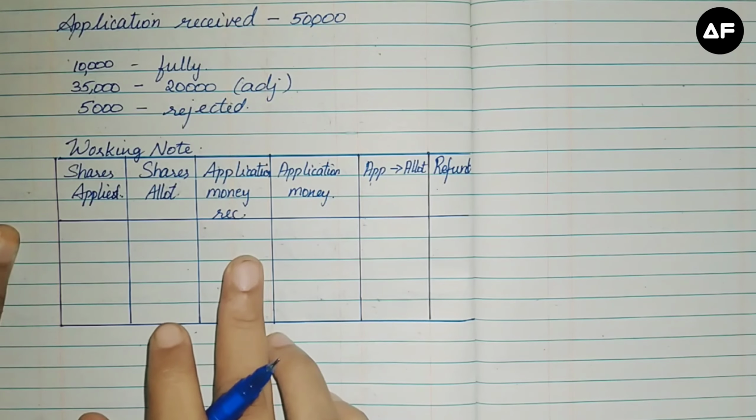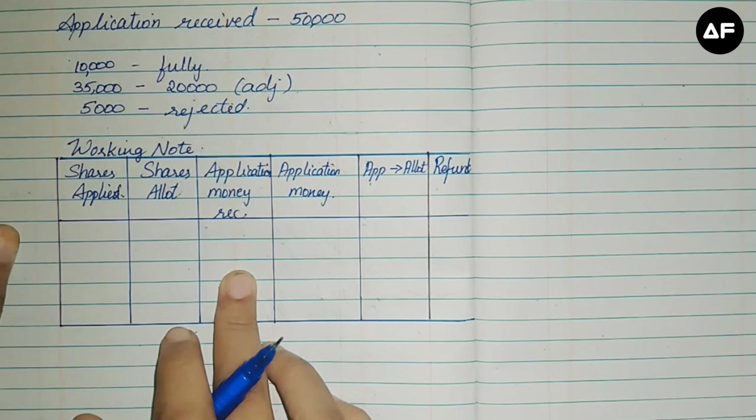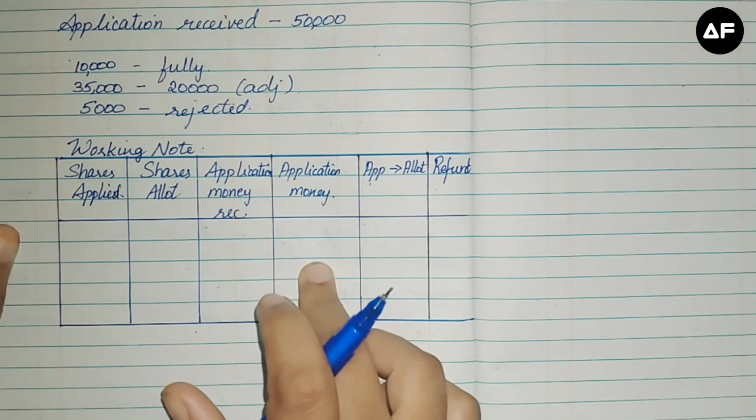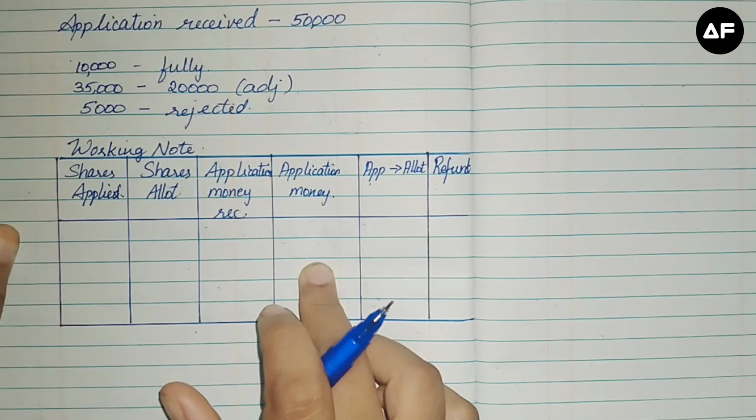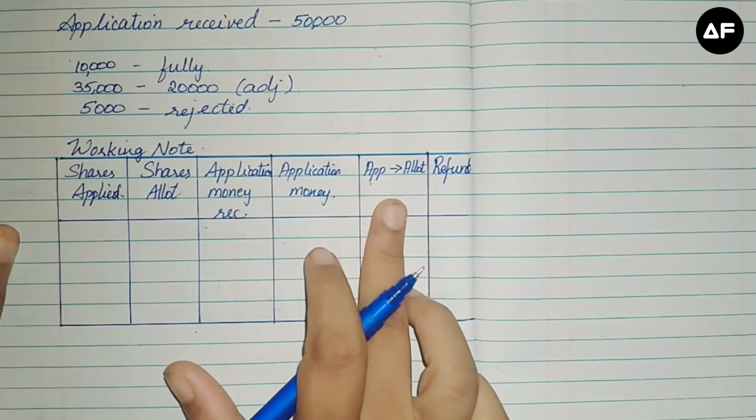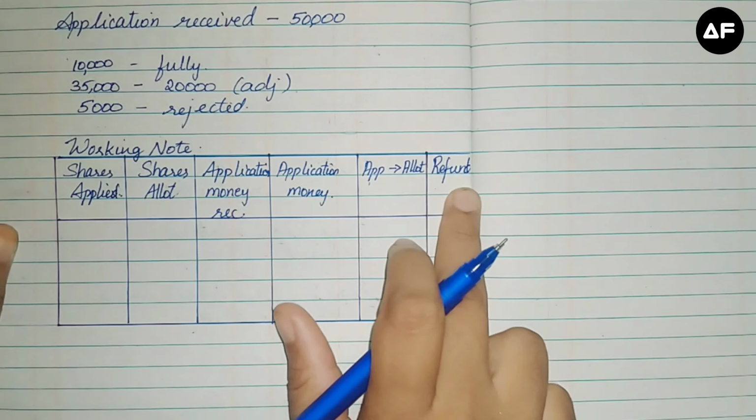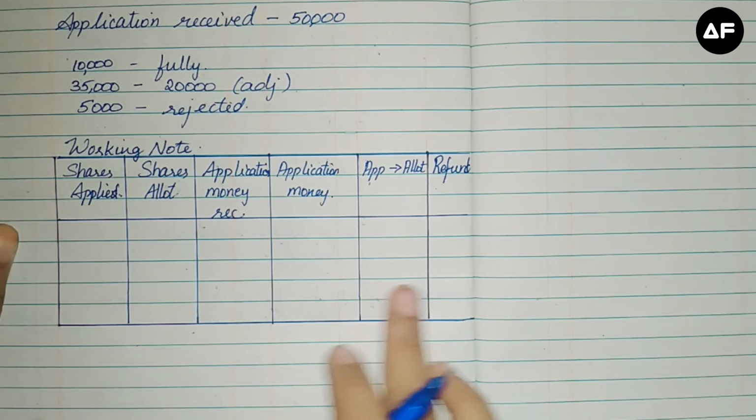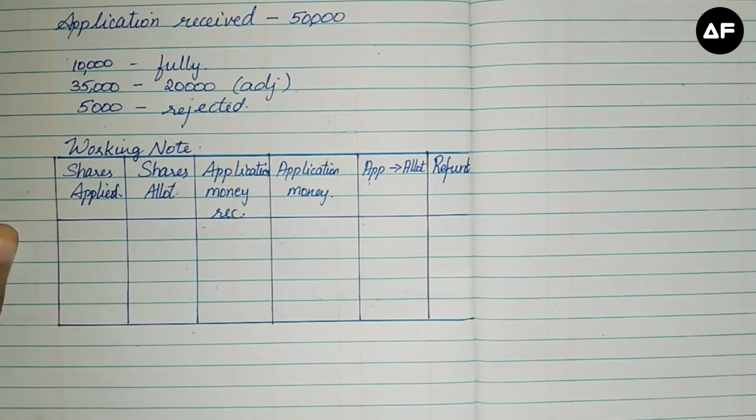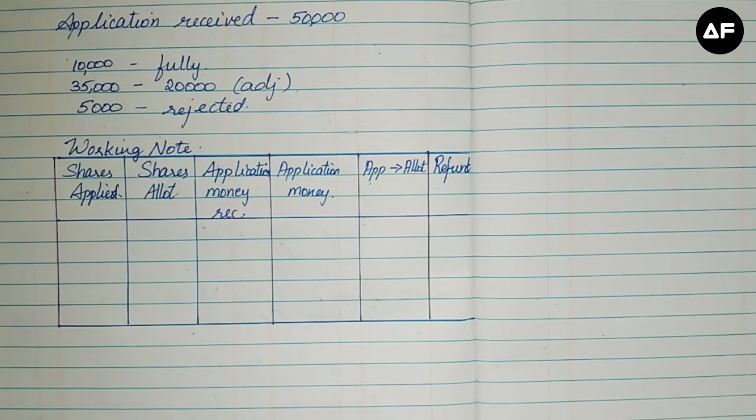Then how much application money is received, exactly how much application money has to be received. Then how much money is being adjusted from the application towards the allotment. Then how much money is being refunded. All these calculations are going to take place in this tabular column. So let's get into it.